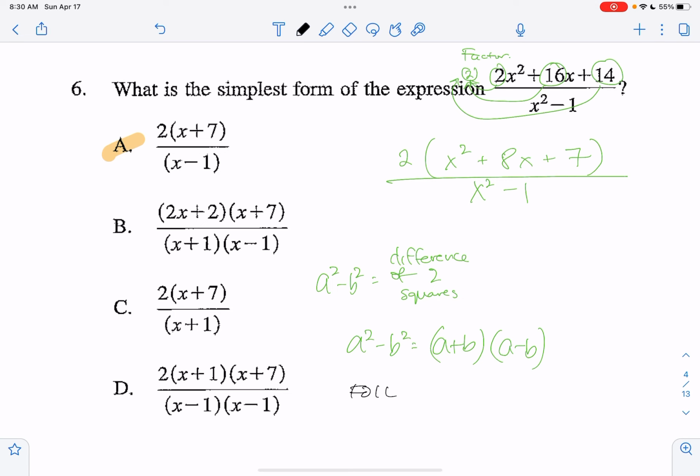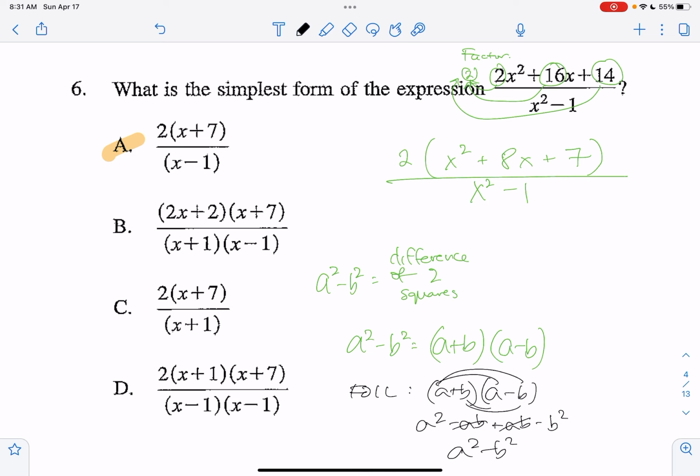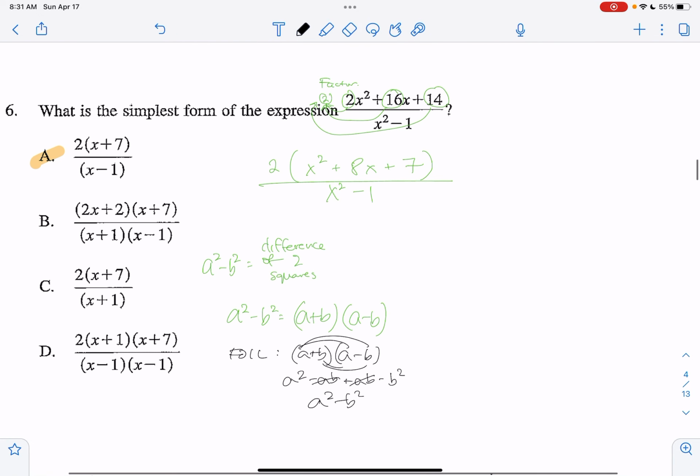When you FOIL, the first and outer terms give a squared minus ab. The inner and last terms give plus ab and minus b squared, because it's positive b times the negative b. Here the middle two terms cancel out, and you just have a squared minus b squared. So that means the denominator turns into x plus 1 times x minus 1.